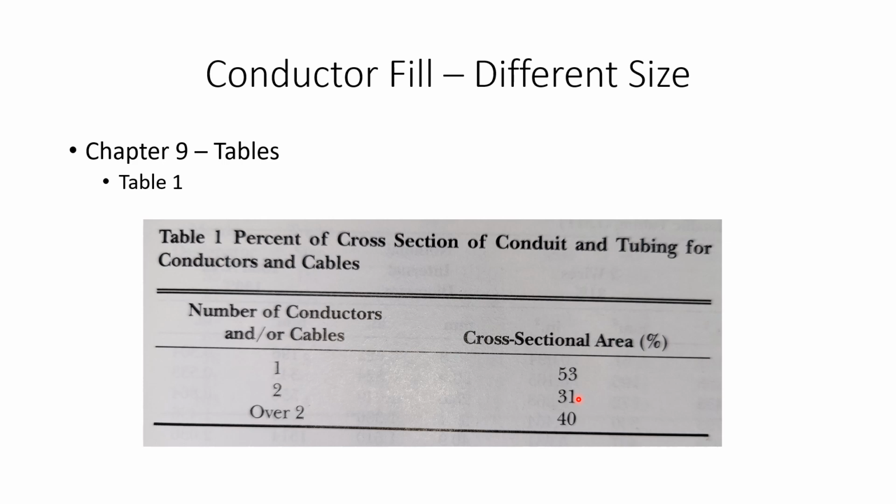And then over two, which is probably the one you're going to use if you do get one of these questions. I don't anticipate you getting one of these questions, but we need to be prepared for it. If it's over two conductors in that raceway or conduit, you can fill it up to 40% of the cross-sectional area. That's what that table is all about. It's not real complicated, but you'll see how that comes into play as we look into the conduit tables.